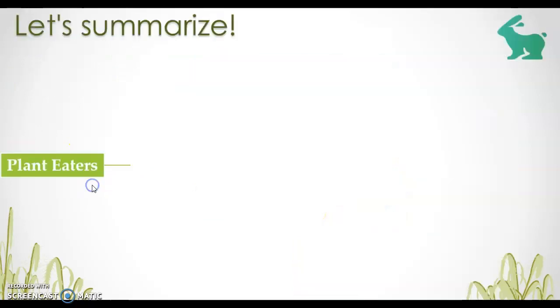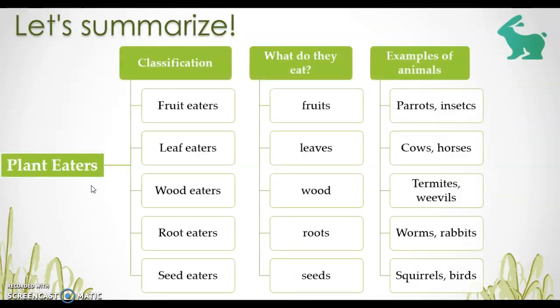So, we have here the keywords related to this topic. Es como el resumen, yes? So you have here a column of classification, what do they eat, and examples of animals. So fruit eaters, remember that they eat fruits. Examples, parrots or some insects. Leaf eaters eat leaves. So examples, cows, horses, caterpillars, etc.